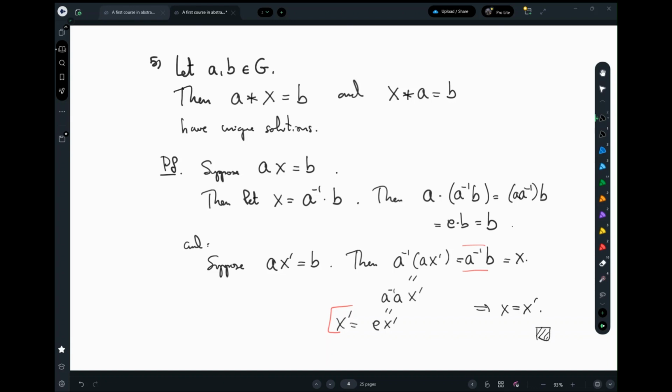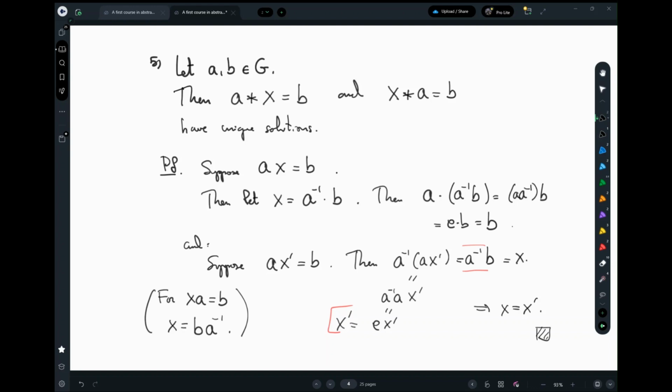And you can do similarly for the other type of equation. For XA = B, the unique solution is B A inverse. And of course, here I am not assuming commutativity, so that's why you have to do a proof for both, and never assume commutativity in any way. Okay.